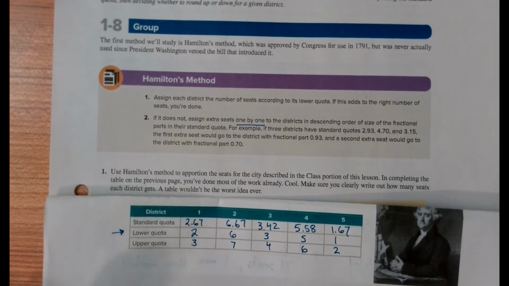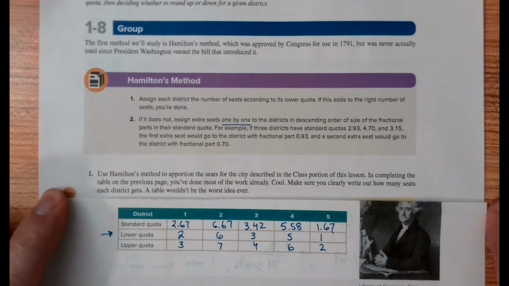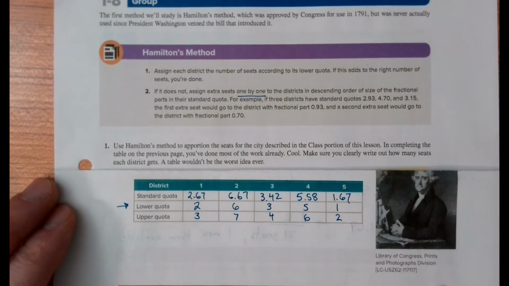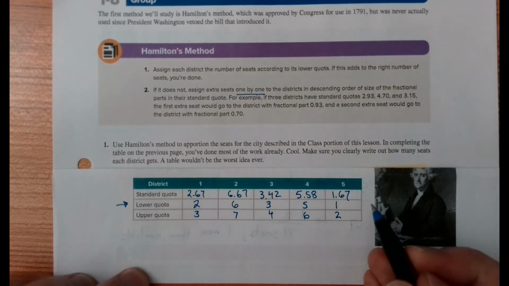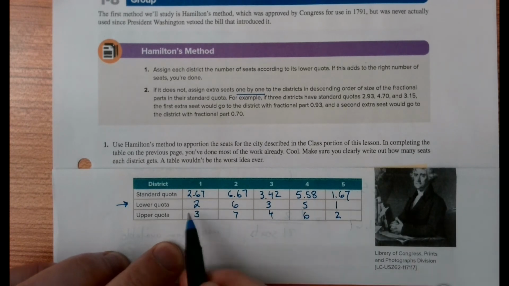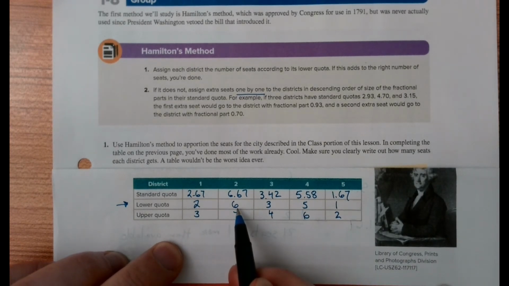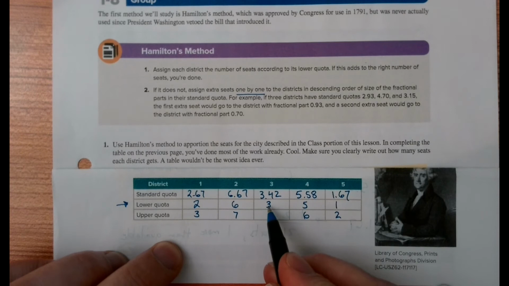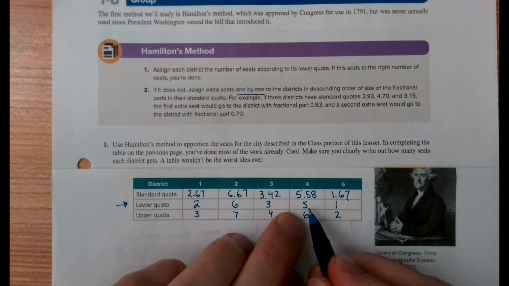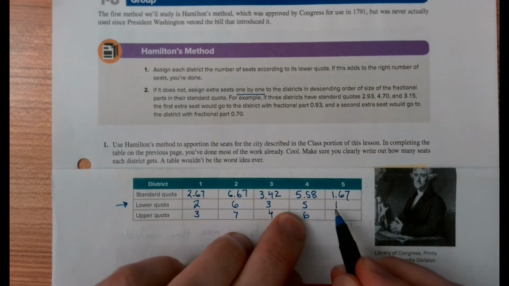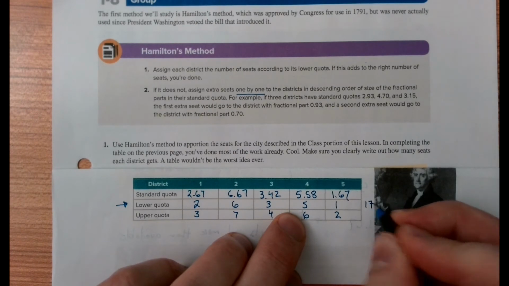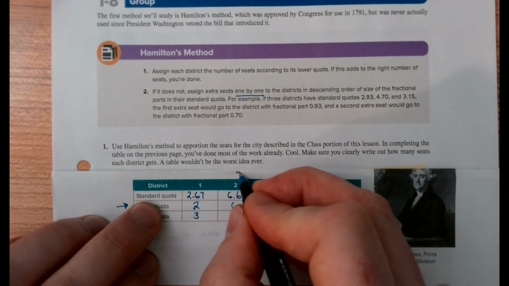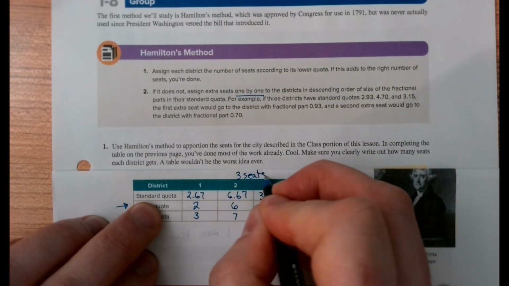So we're going to do that here. I'm just taking the table from that previous page, page 98. And we're going to assign all of these lower quotas. So let's first see if that adds up correctly. 2 plus 6 is 8. Plus 3 is 11. Plus 5 is 16. Plus 1 is 17. So this adds up to 17. That means we have 3 more seats to give away.